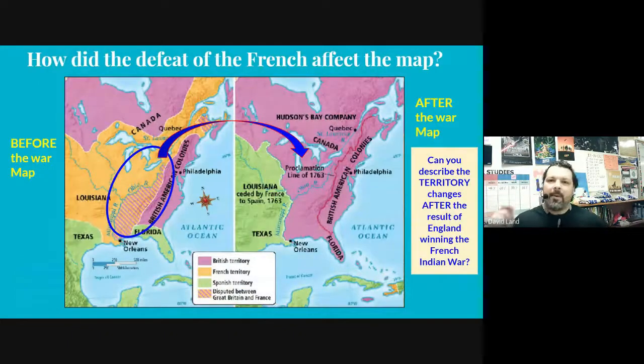So look at the map. Pause it if you need to so you can get your answer for this question I'm asking you on the sheet. How did the defeat of the French affect the map? Look on the left side. Do you see the Ohio River Valley? Do you see the shaded part where they were fighting? Do you see that? And now look on the right. Look at how America grew. Look at how the colonies started to grow right there. Look at all that new land that they've taken up. You see how basically it's almost doubled with the result of the war?